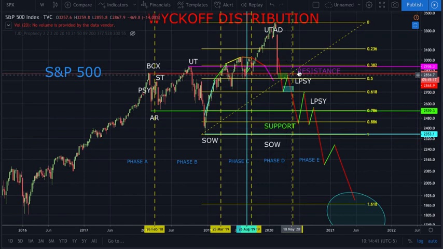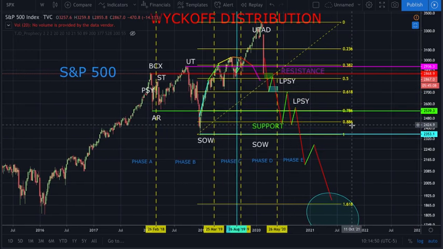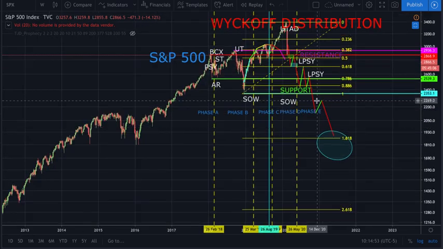Obviously, you see the green box area at the 0.5. We could potentially come back down to 618, 786, 886. Obviously, this is plotted down to 1.618 or 2.618.